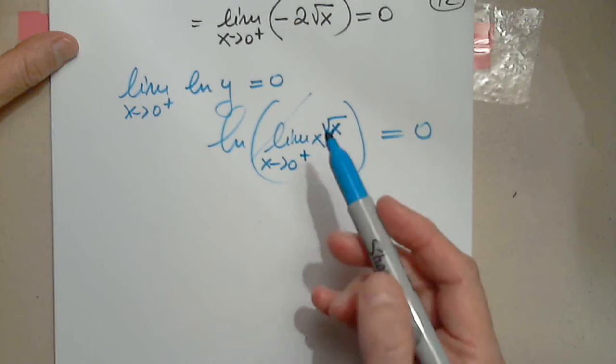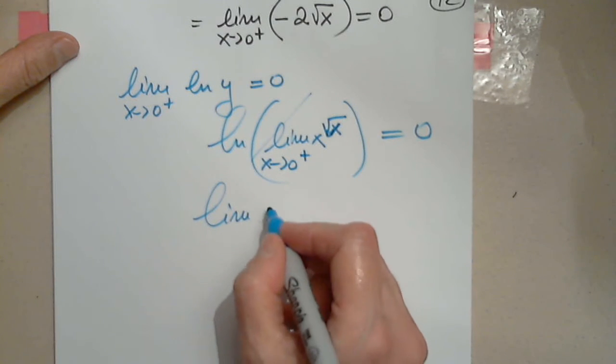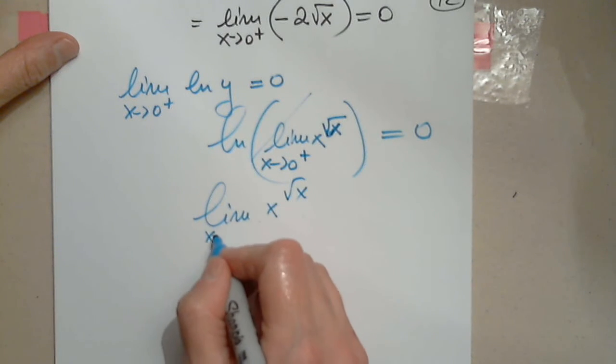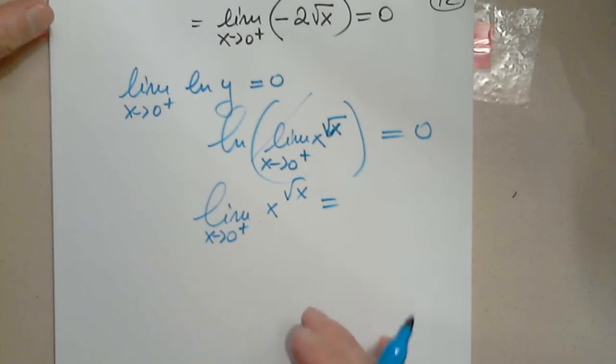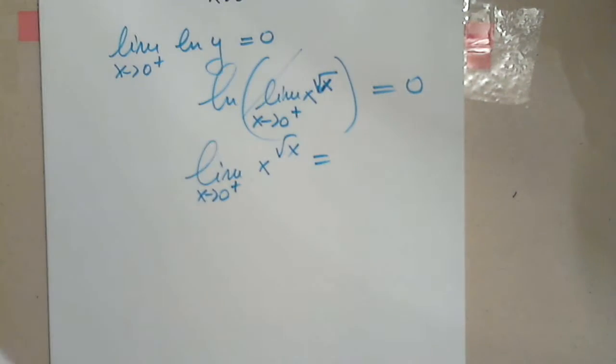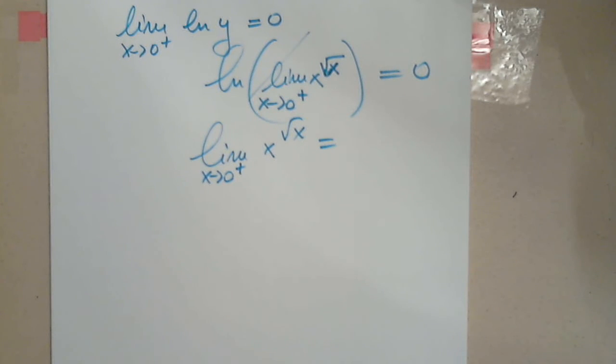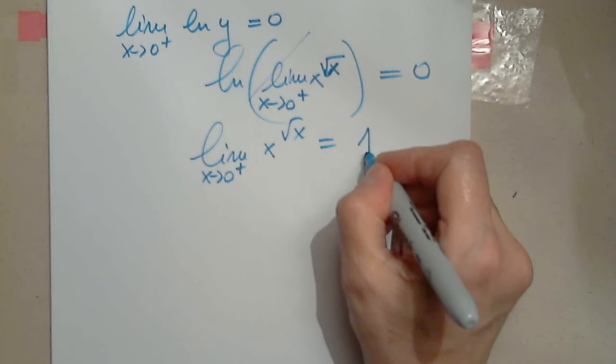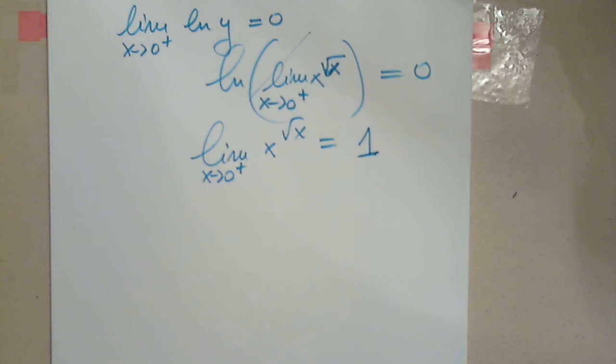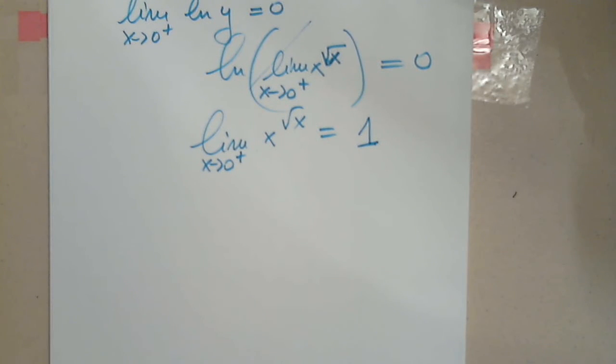What could this be? And there is only one answer. One. Exactly. Because only natural log 1 is 0. Very good. So this was 0 raised to 0.